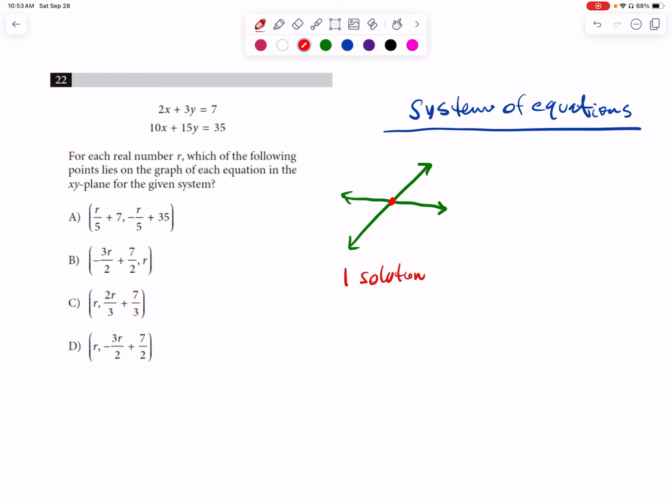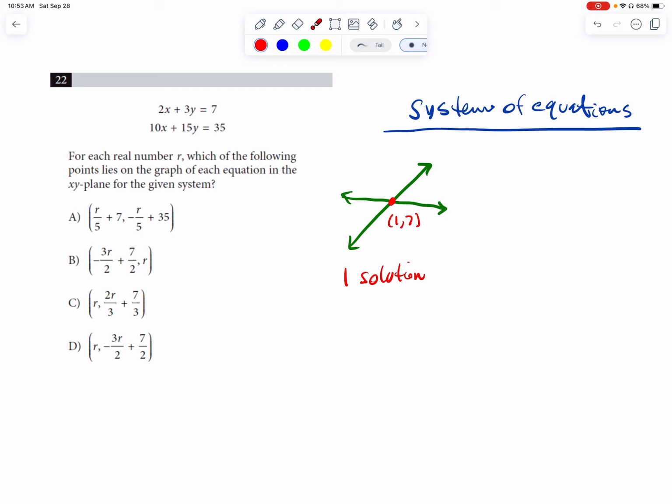We call that a consistent system. And I know that that's not the case for this question. How do I know that? Well, because this would be an ordered pair, like, for example, 1, 7. And if I look at my answer choices, that is not what's happening here. We've got all these real number r's up in here, and that's not a single solution.